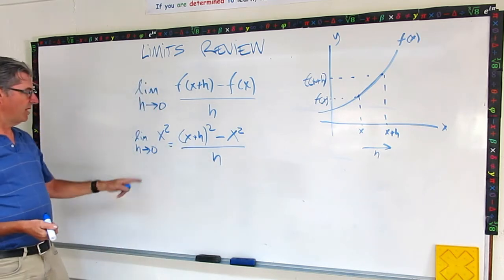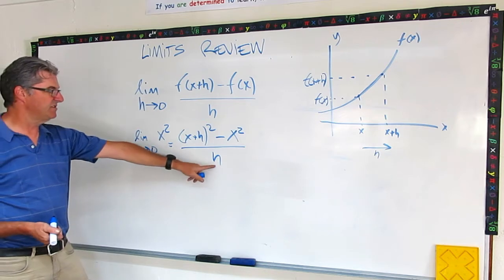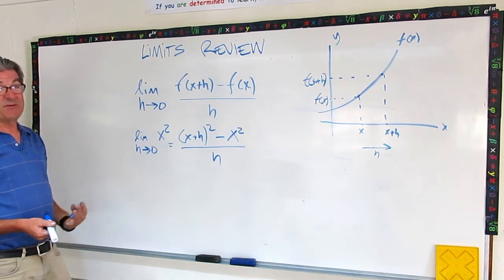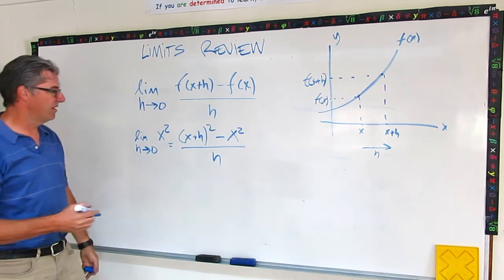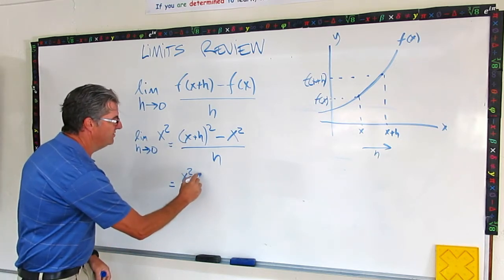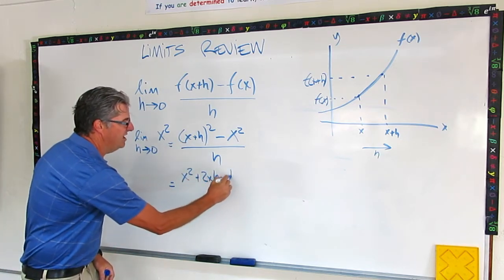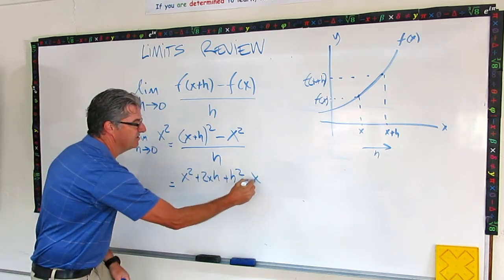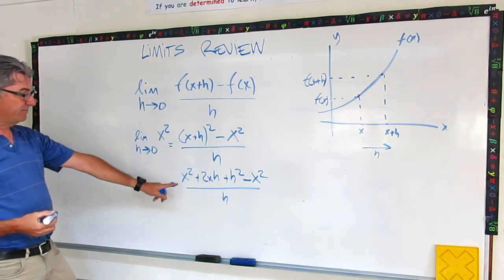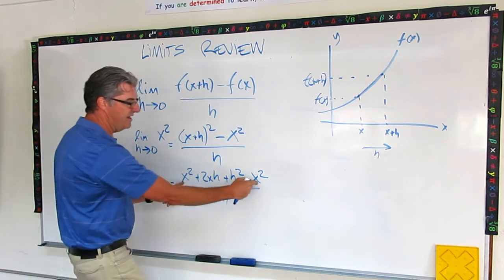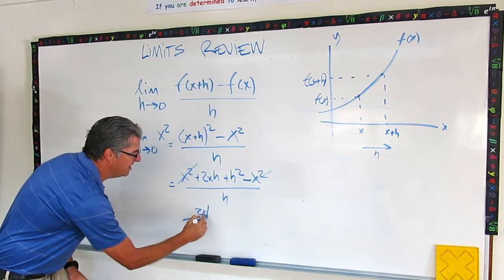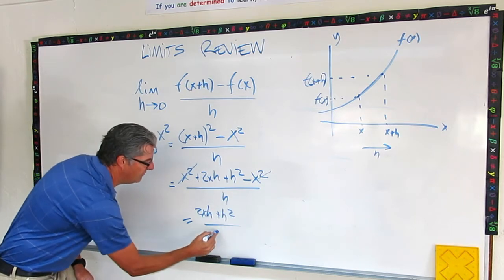Now we have our divide by 0 problem. We can't plug in 0 for h because we get divide by 0. So now we have to manipulate this function to be able to cancel out the h's so we can directly figure it all out. So watch this. X plus h squared is going to be x squared plus 2xh plus h squared. And then I have my minus x squared there, all over h. Now I got some interesting things going on. X squared minus x squared, those just go away. And that's going to leave me with 2xh plus h squared over h.